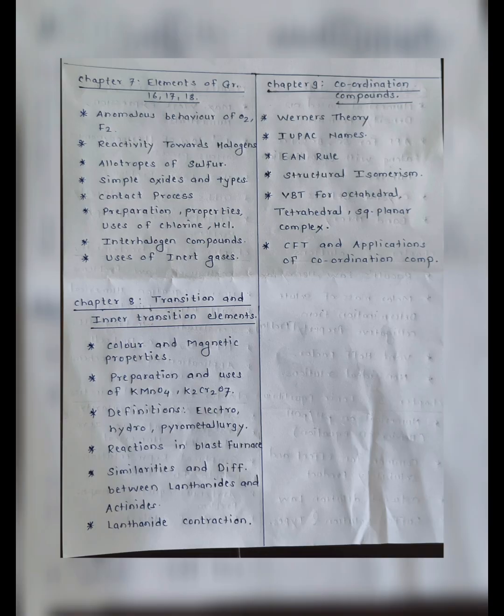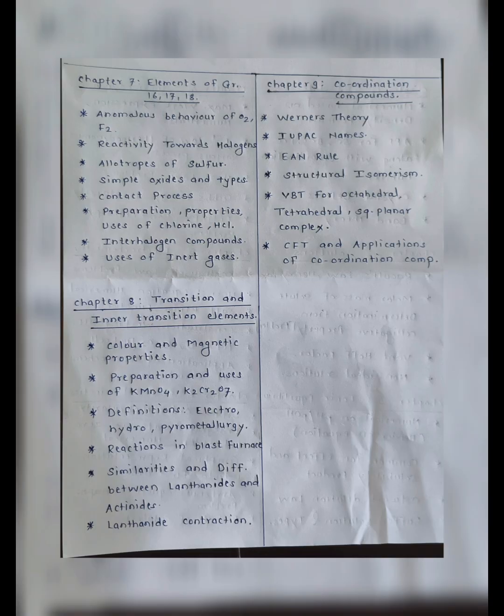Next point is transition and inner transition elements, that is d and f block elements. In case of transition and inner transition elements, color and magnetic properties are important. Preparation, properties and uses of KMnO4, potassium permanganate, and potassium dichromate, that is K2Cr2O7, are important. Definitions for metallurgy types, that is electrometallurgy, hydrometallurgy and pyrometallurgy, only definitions.